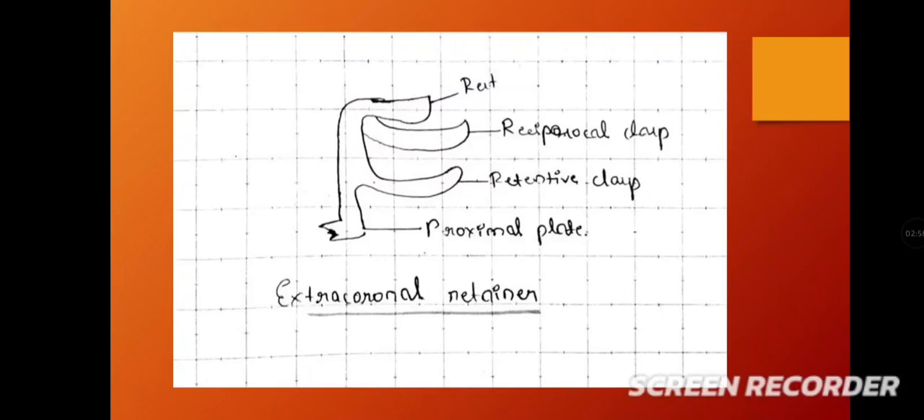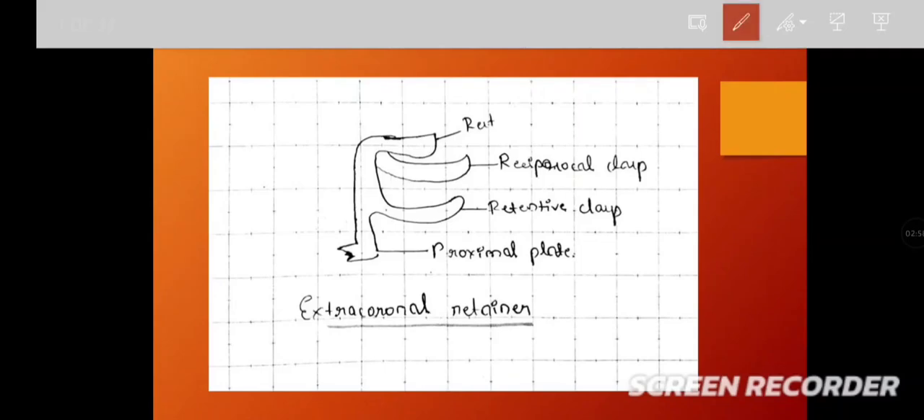Extracoronal retainer consists of two fingers of metal, that is retentive clasp and reciprocal clasp. Retentive clasp is located in an undercut area of the clinical crown and resists displacement of the prosthesis away from underlying hard and soft tissue, and it lies on the buccal or facial surface of the teeth, while reciprocal clasp lies in a non-undercut area. It will act as a stabilizing element for the prosthesis.